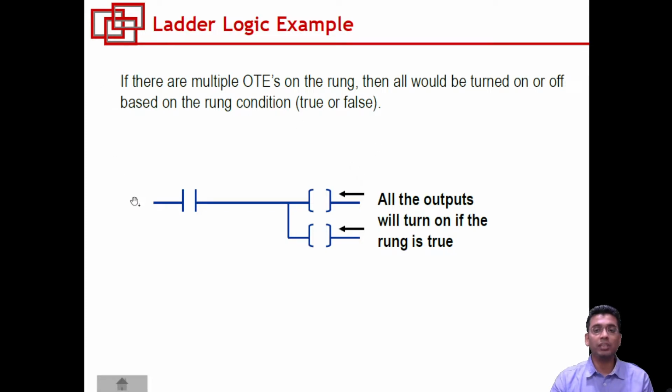Now what if you have multiple OTEs connected in parallel against a single input? Okay, so if there are multiple OTEs on the rung, then all would be turned on and off based on the rung condition. That means if this condition is true, then all would get turned on, no matter how many OTEs are connected to the same rung. Right now in this figure, you can see only 2. If there are 3, 4 all connected in parallel, then all would get switched on at the same time.